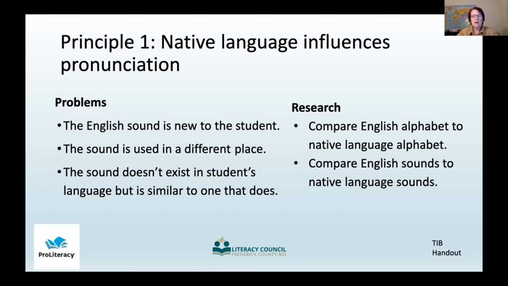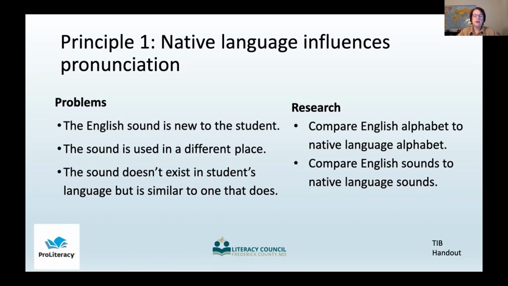There are three major reasons students have problems with specific sounds. The first is that the sound is new to the student. For example, a French speaker learning English tends to have difficulty with the TH sound, like thank, because there is no TH sound in French. So they might say sank or tank instead.